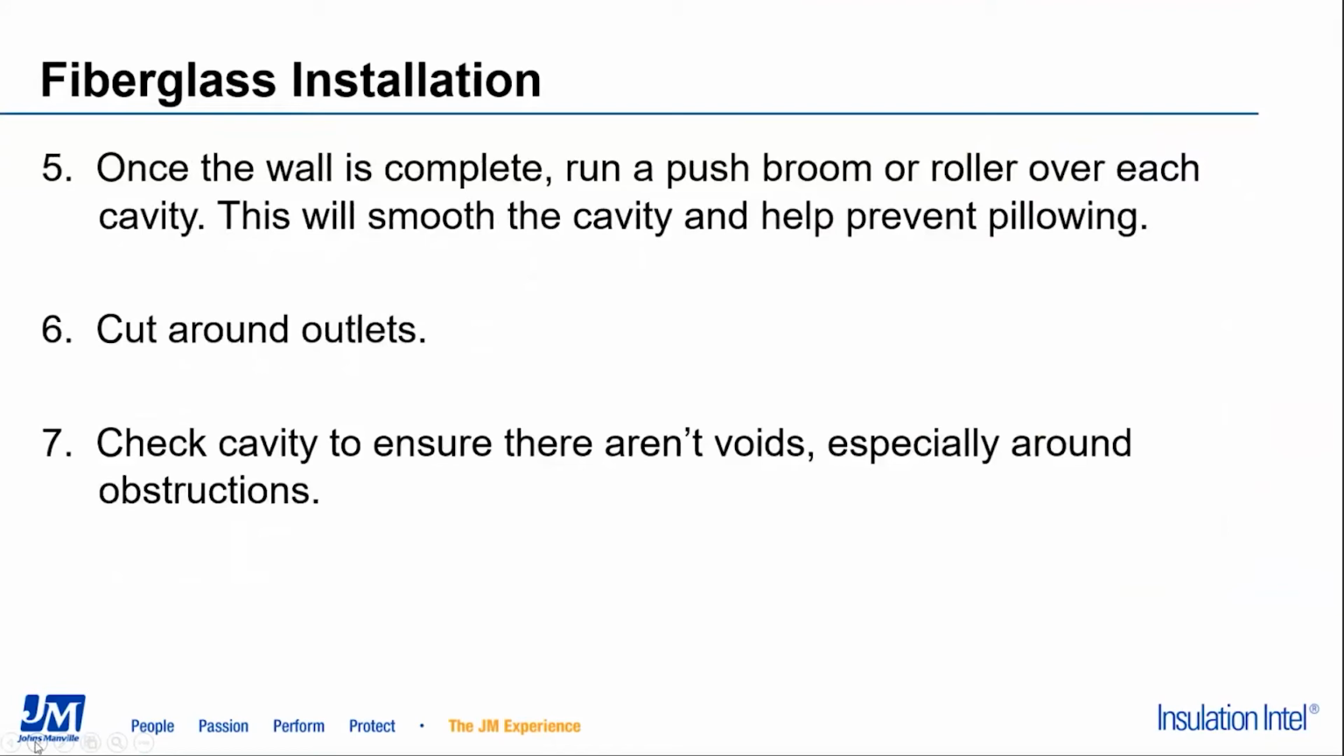So once the wall is complete, we want to lightly run a push broom or even a roller over the cavity. This will help flatten any of the cavities that might have slightly overfilled. Then we can go through and cut out any outlets, and we want to check around wires and obstructions to make sure that we do not have any voids or light areas.